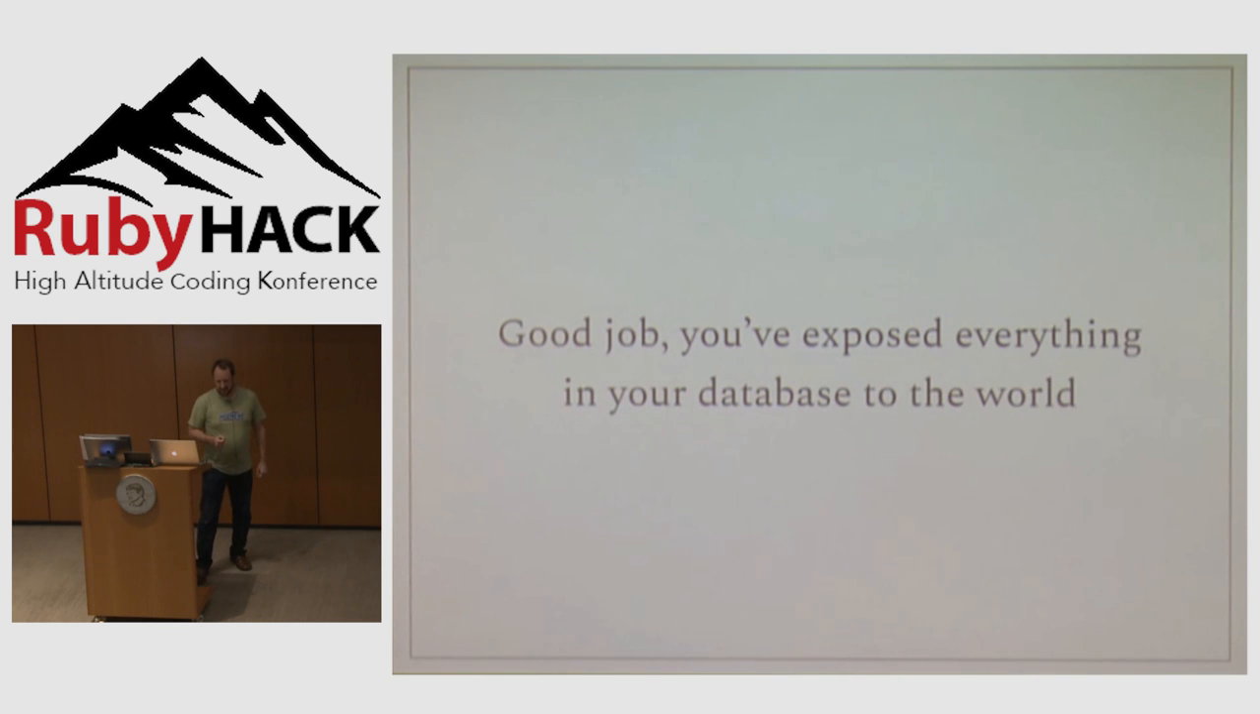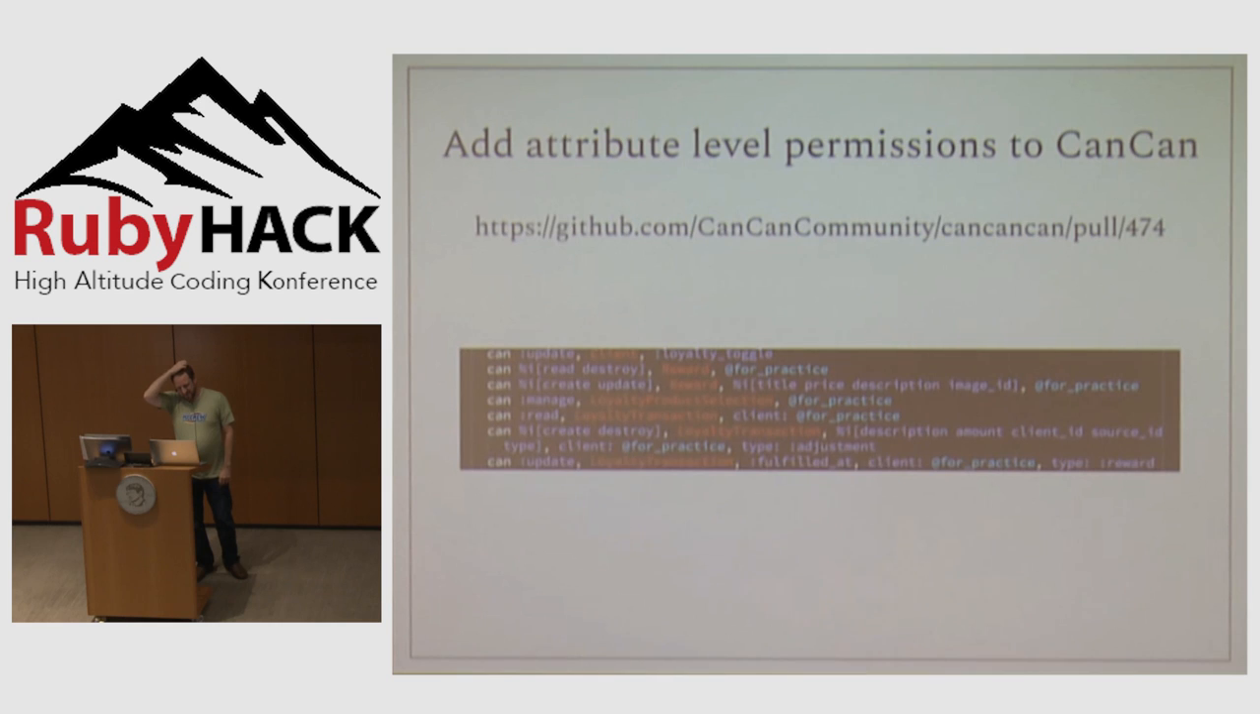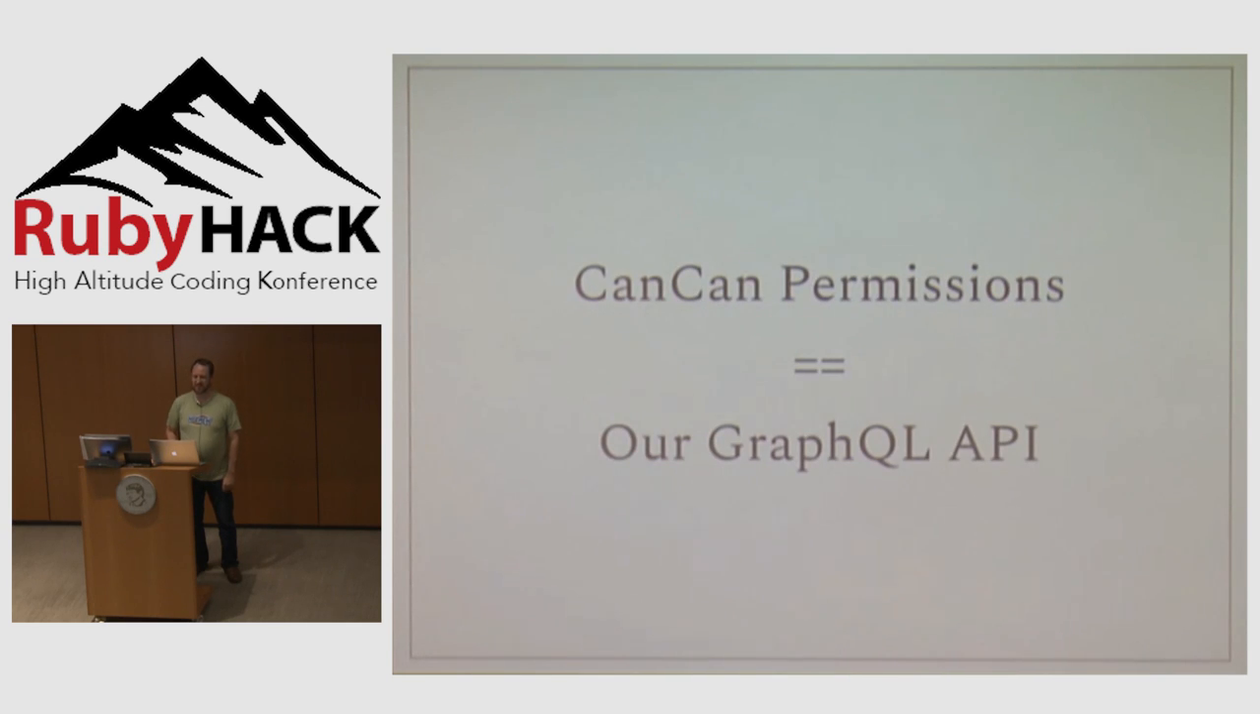And the thing is, if I do this, it's awesome, but I've gone through my whole code base and I've exposed everything to the world. And so my other problem is I need to have some kind of permission system. And so pull request 474, please go like that and get the maintainer to do something about it. But it lets me do field level permissions. Like you can see here, the reward you can only create with title, price, and so on. And so in the end, the hook is that anything now that I put in my CanCan permissions immediately just becomes my GraphQL API, with no steps or code in between.